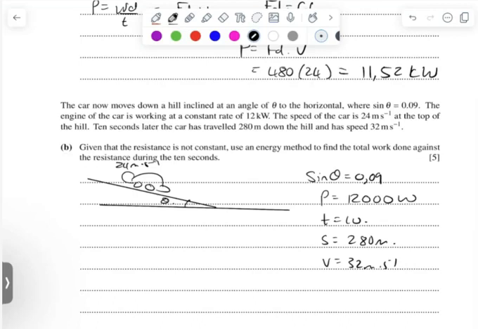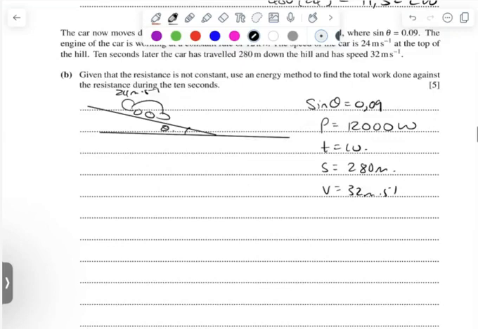Then you need to take a snapshot of before and after. At the top of this hill, the car has potential energy. Everything it has, or anything that's given to the system, goes on the left. It has potential energy, and the engine is doing some work. Oh, and it has kinetic energy. So always go down your list. It's got some kinetic energy because it's already moving at the top of the hill.